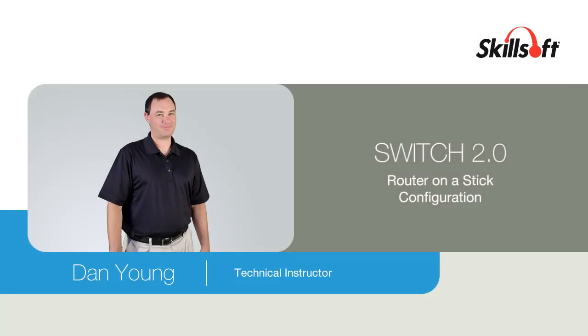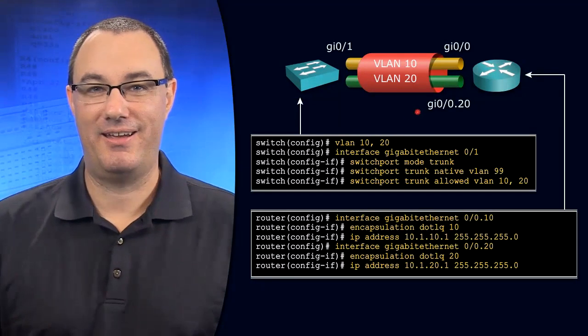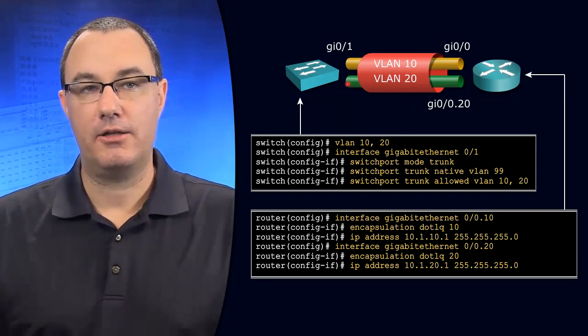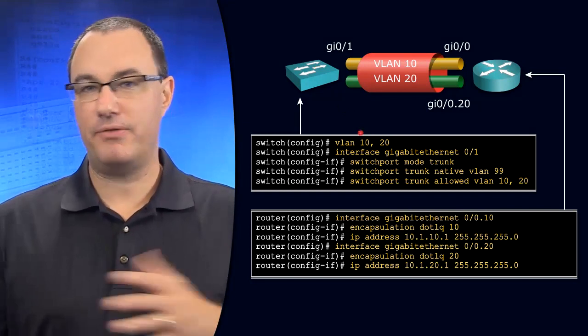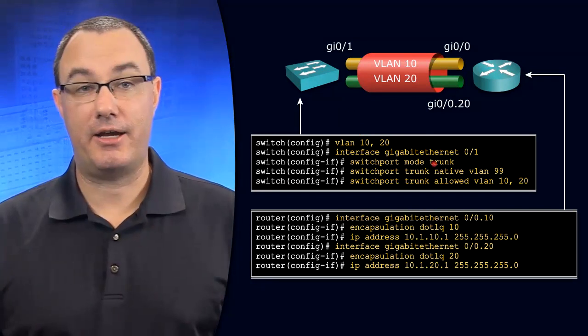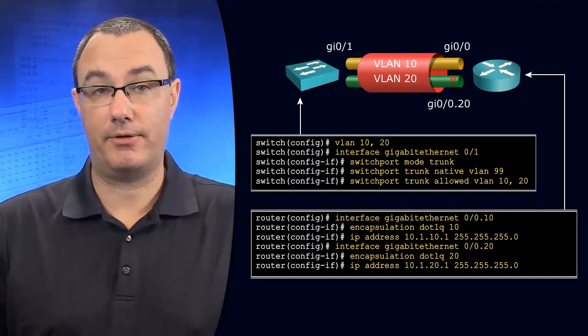To configure a router on a stick, you need two parts. You need the switch aspect and the router aspect. Let's look at what the switch has to do. The switch has to have the VLANs defined. We would have done that before. And then it has to have a trunk link going up to the router.